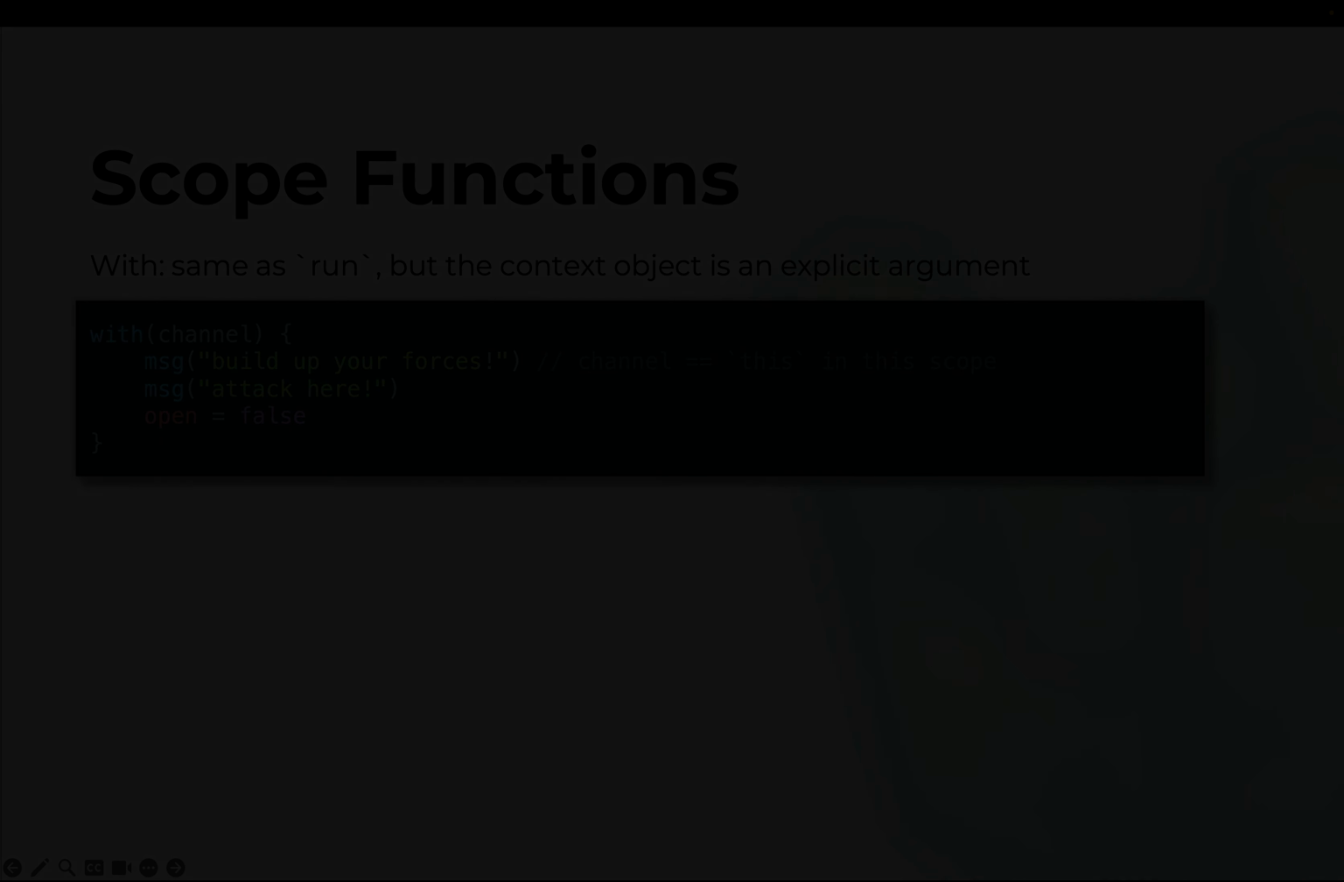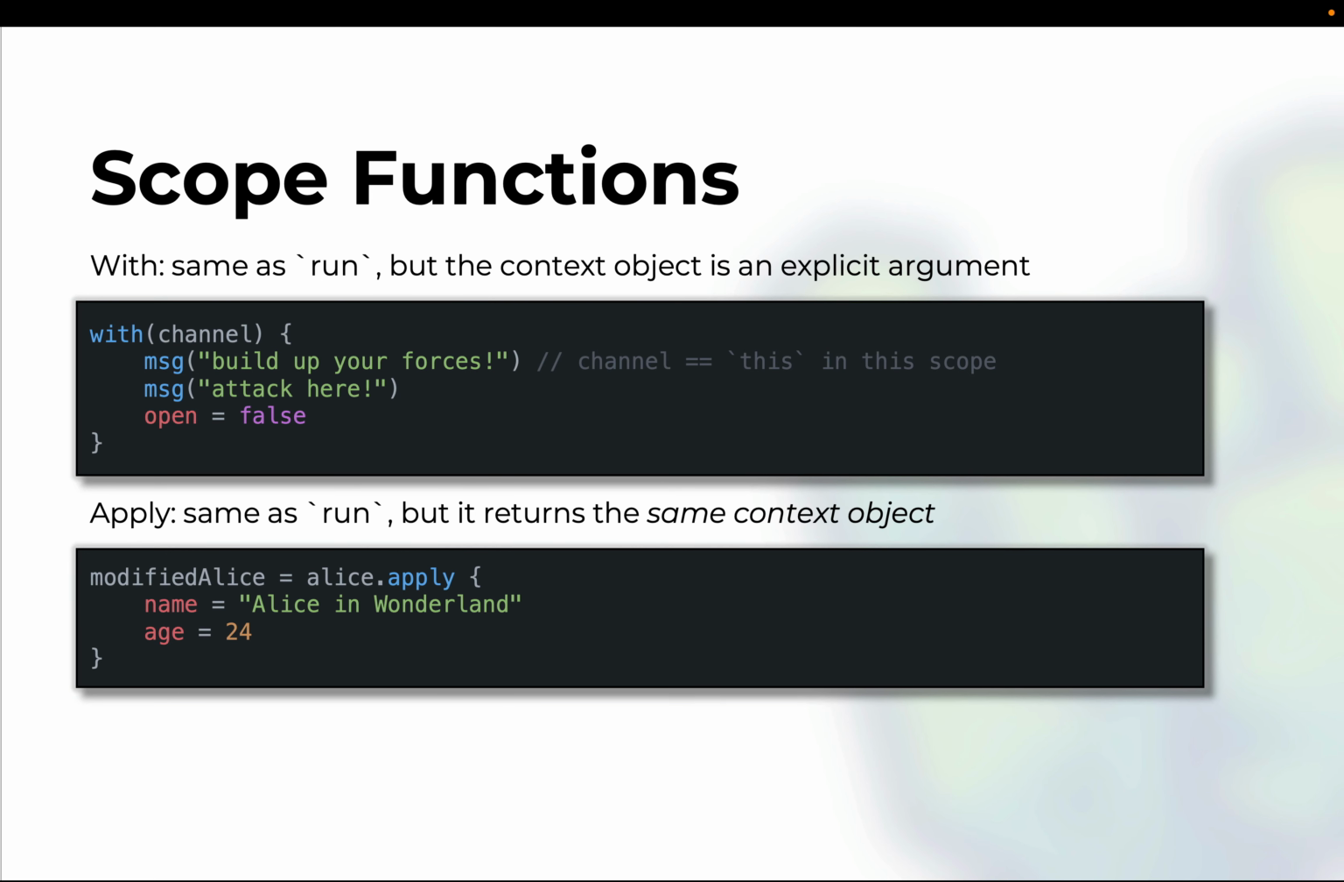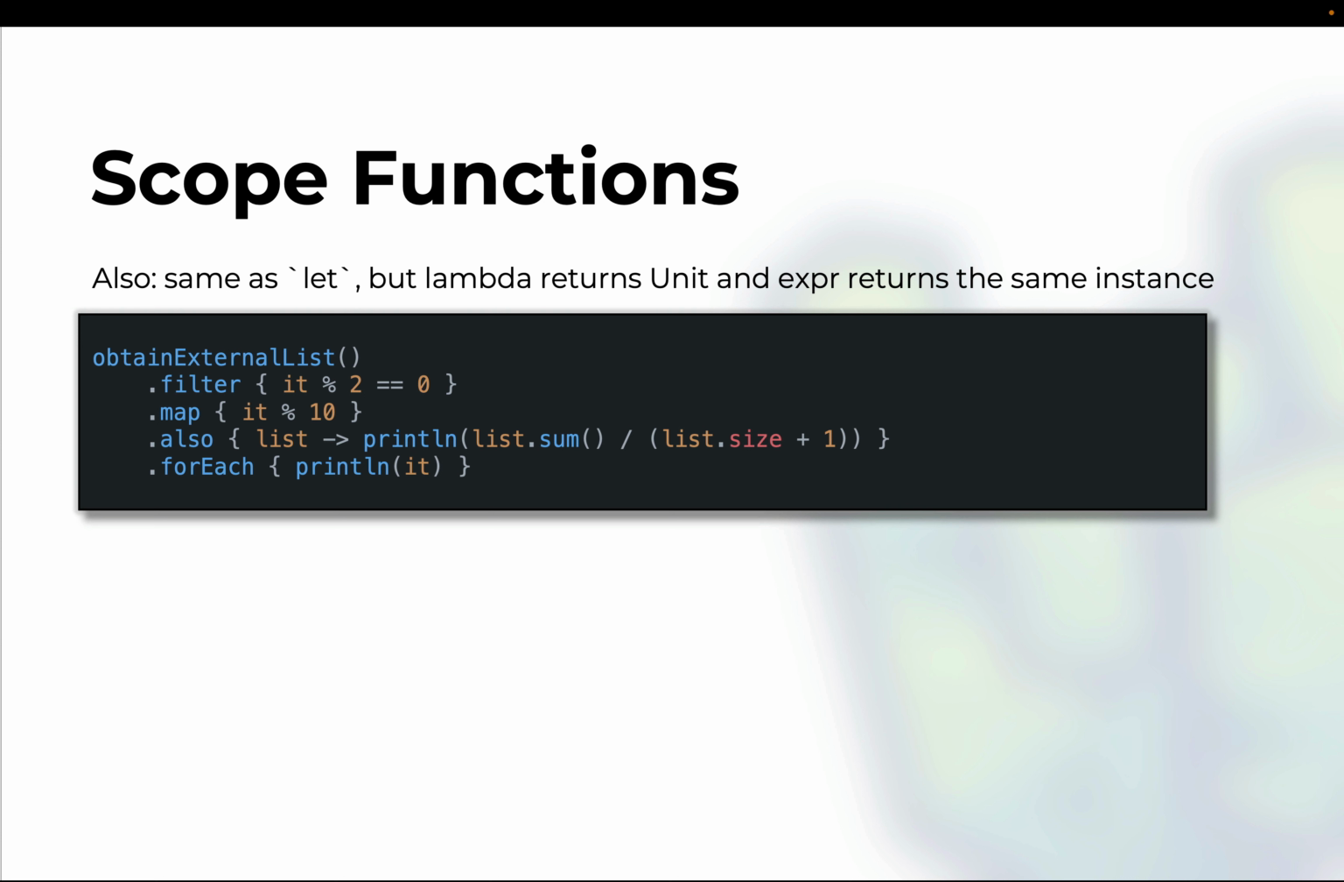With is particularly useful when we want to use an object or the context object as a resource. Another scope function is apply, which has the same mechanism as run, but it returns the same context object, and is particularly useful for mutations or for applying things that don't return any meaningful value, like unit. And speaking of unit, we have the also function, which is the same as let, so it has the same shape, but the lambda that you pass as argument returns unit, and the entire expression returns the same instance so that you can perform further computations down the chain.